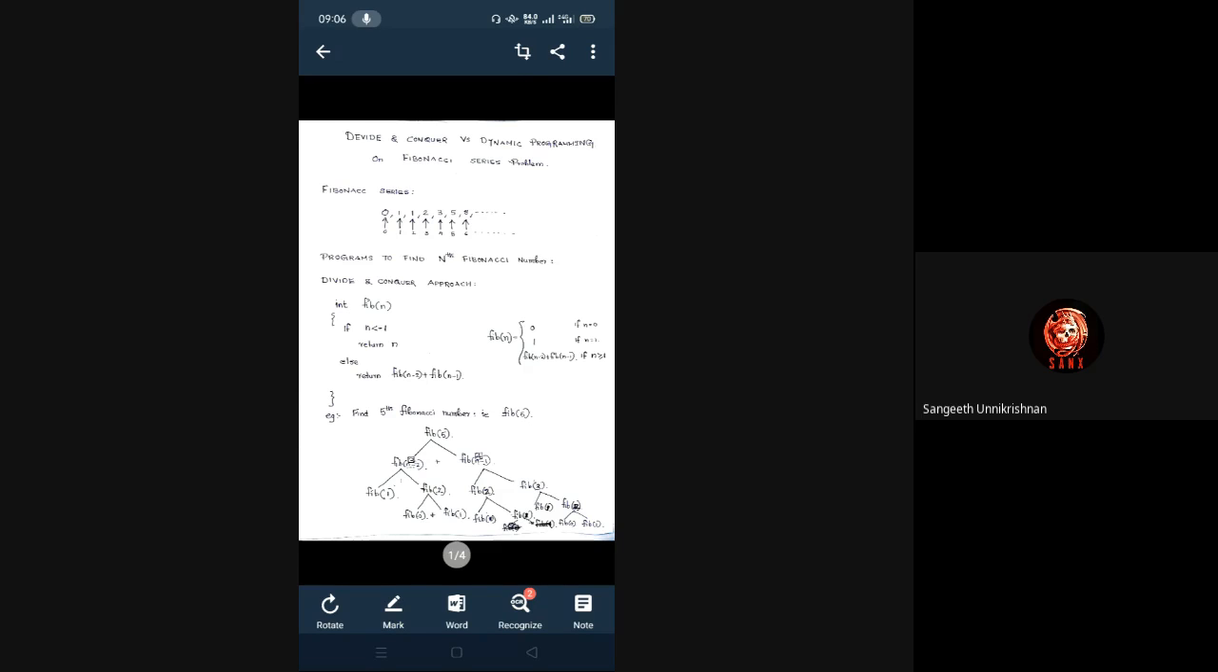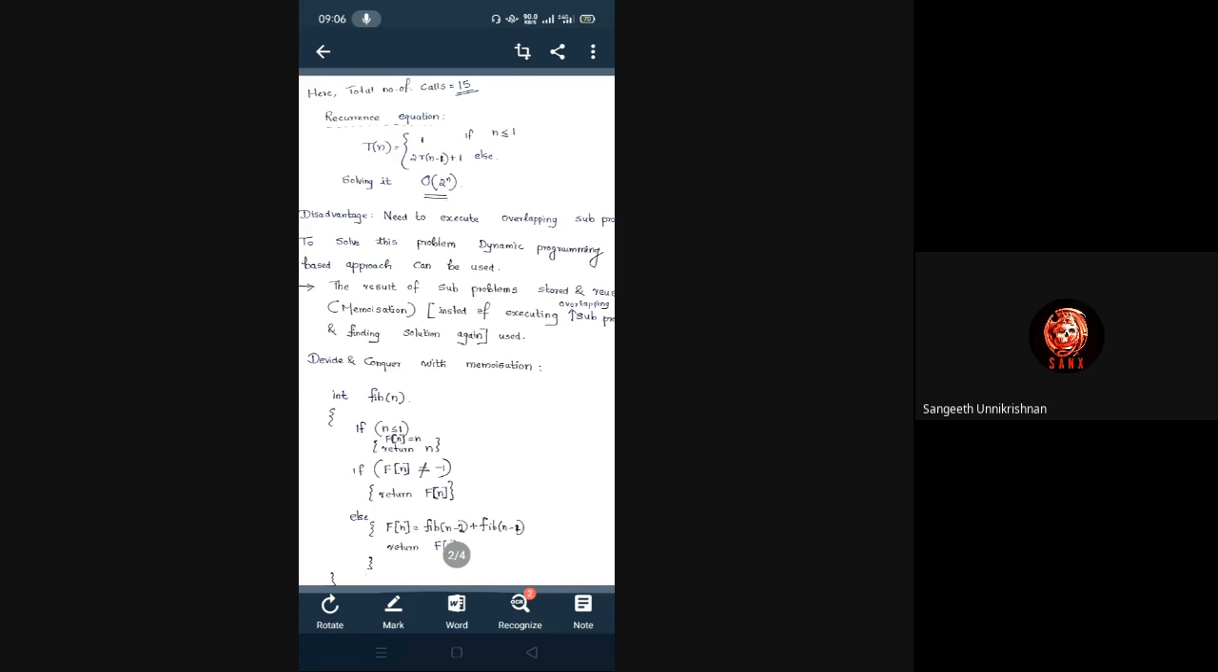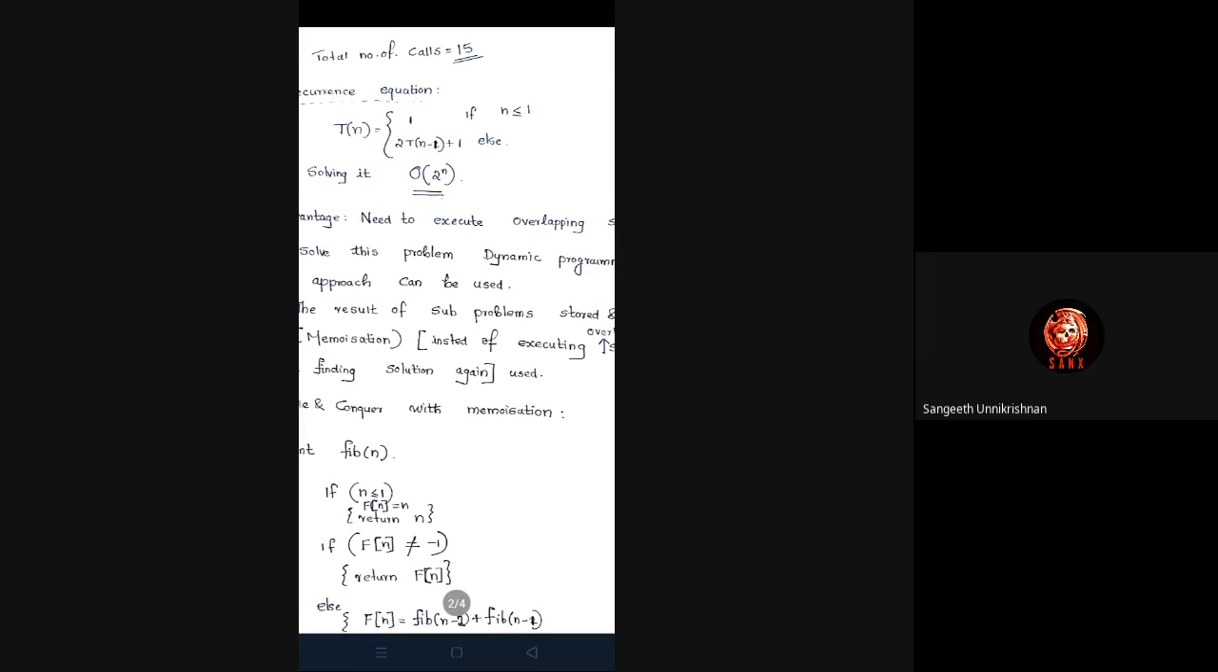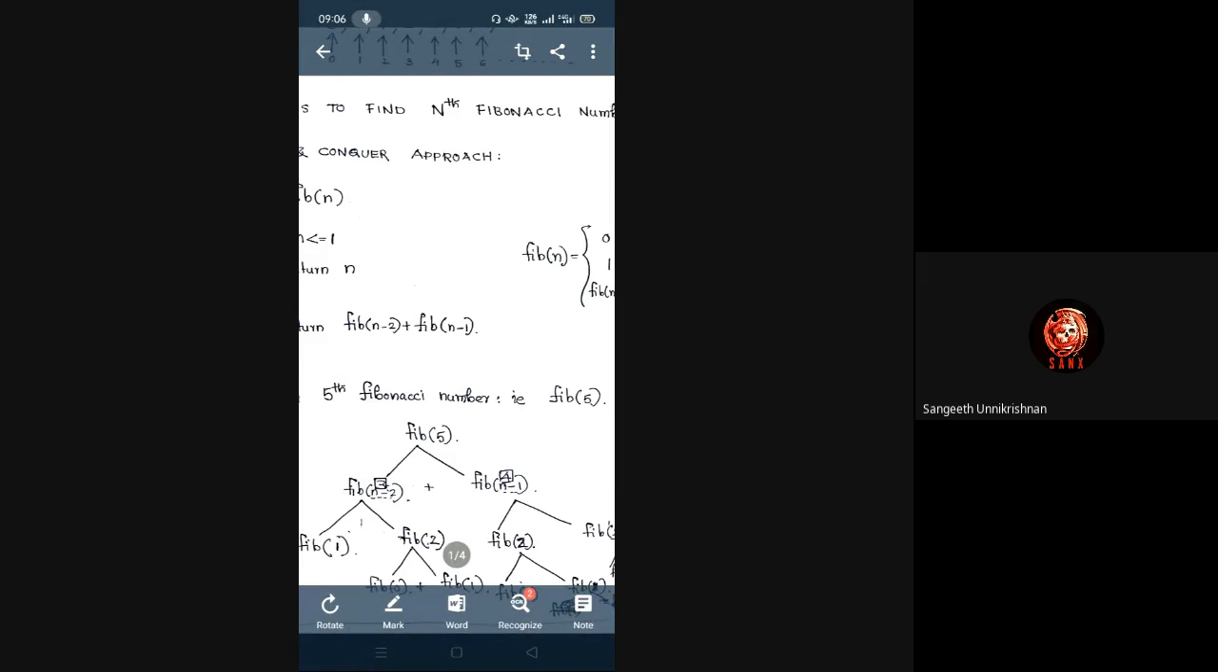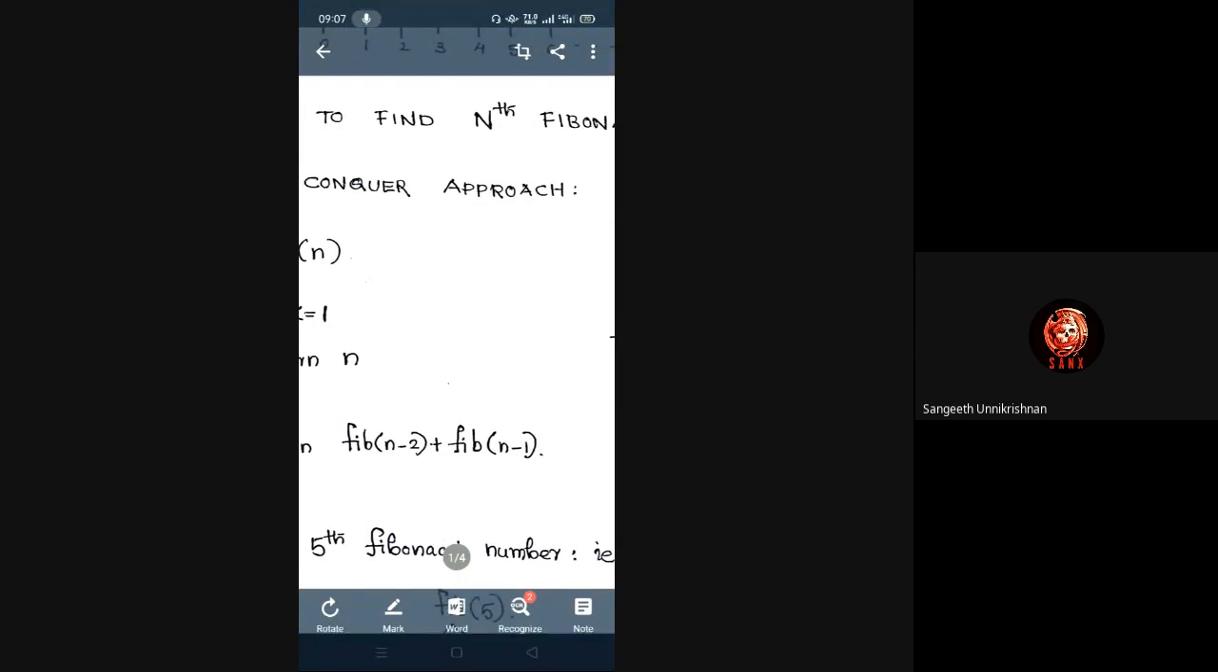Okay, so what will we do next? This is the recurrence equation corresponding to the problem. T of n equals 1 if n is less than or equal to 1, else 2 into T of n minus 1 plus 1. Why 2 into T of n minus 1 plus 1? Here, fib of 5 is calling fib of 3 and fib of 4. Then fib of 3 will call fib of 1 and fib of 2. So these two calls are there, fib of n minus 2 and fib of n minus 1. That is why it is 2 into T of n minus 1 plus 1.